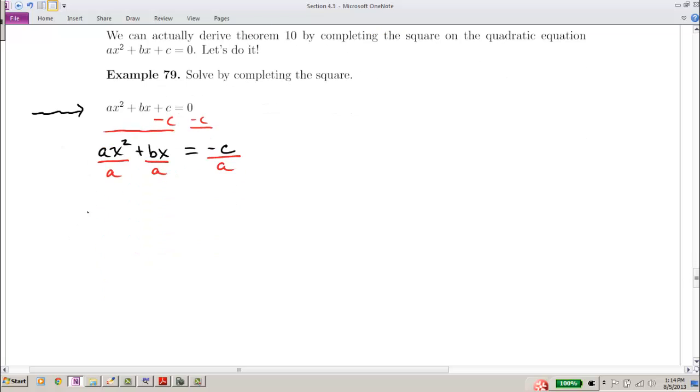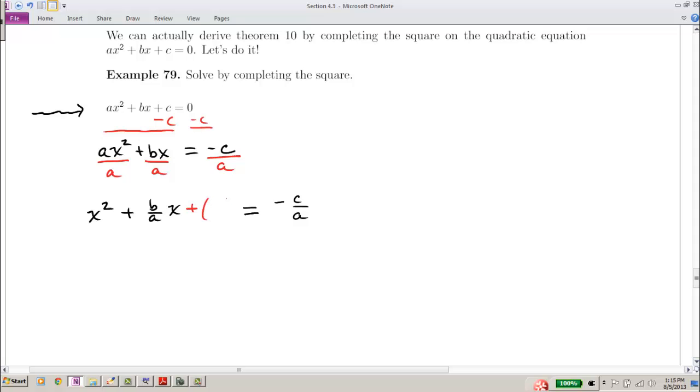And this gives us x squared plus b over a times x equals minus c over a. Now we're ready to complete the square. And so we know we're going to take this coefficient on x, which is b over a, cut it in half, and then square it.